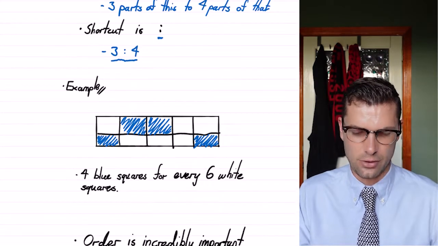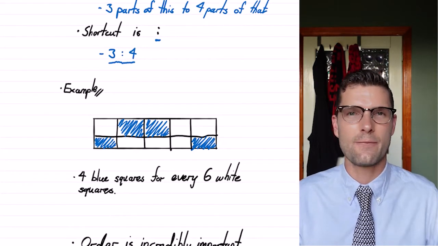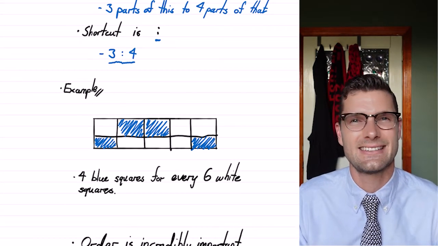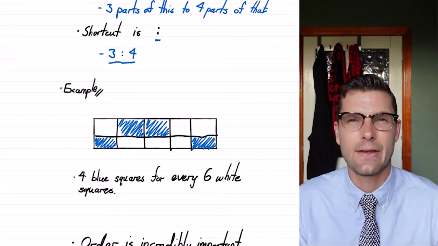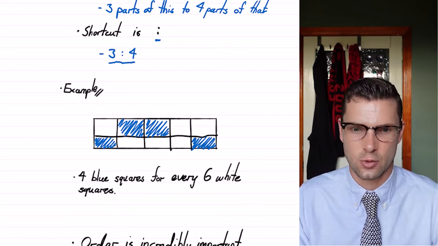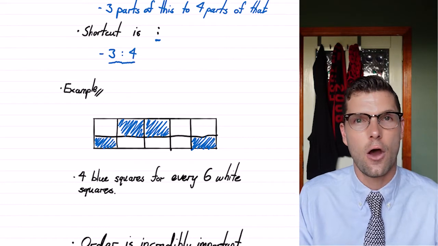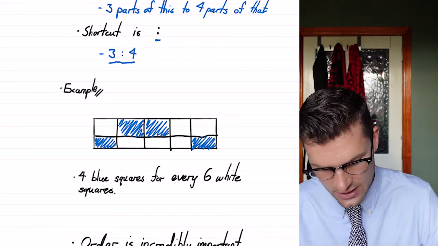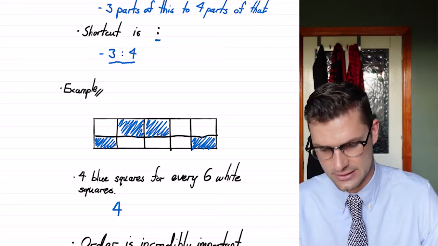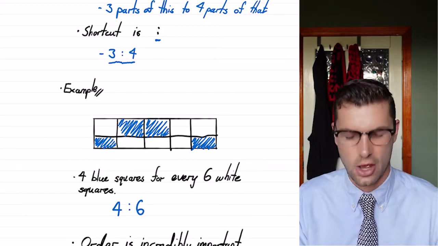So we're going to have an example. In this little drawing that I've made, I've got a rectangle that's been cut into 10 even squares. There are 4 blue squares and 6 white squares. So the ratio of blue squares to white squares is 4 to 6. And that's all we've got to write.